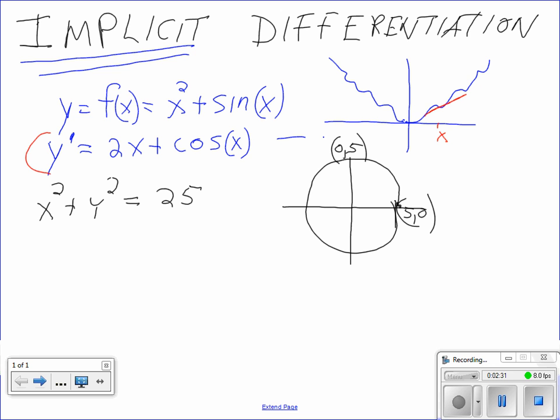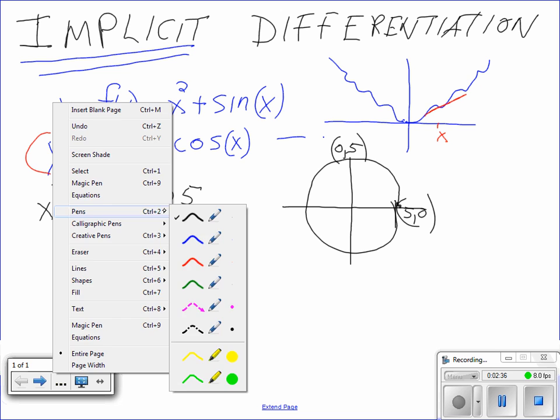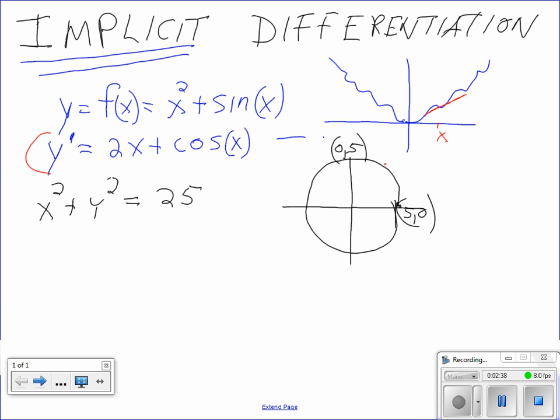Notice we still are interested in knowing, at this point here, what is the slope of that tangent line? Or maybe over here, what is the slope of that tangent line? So we're going to be asked to find dy dx. Now in this case, this isn't even a function of x. It's a relation. For one value of x, I've got two values of y, one here and one here.